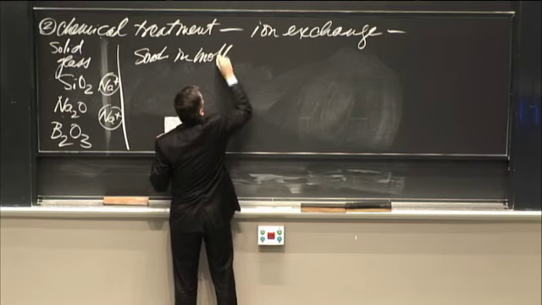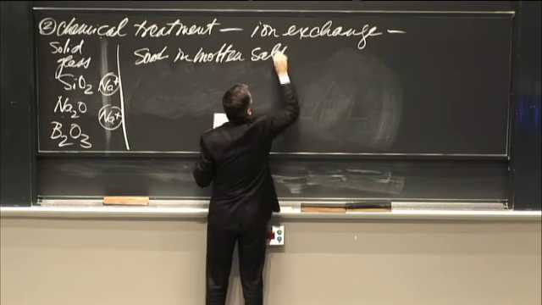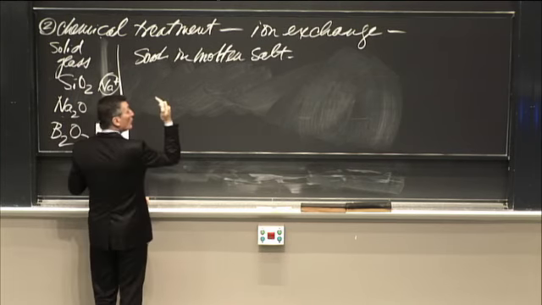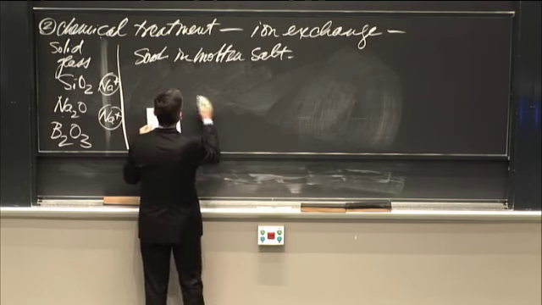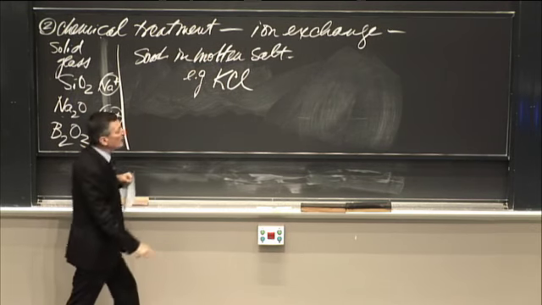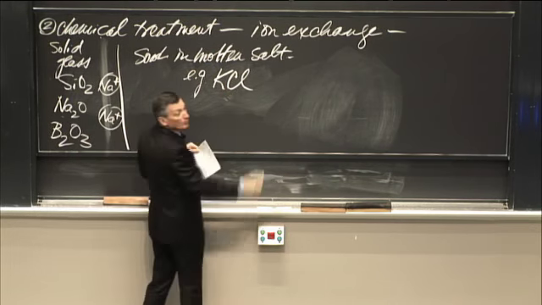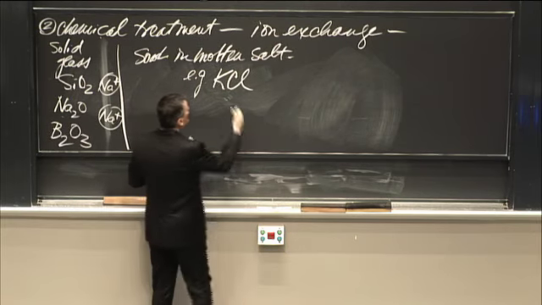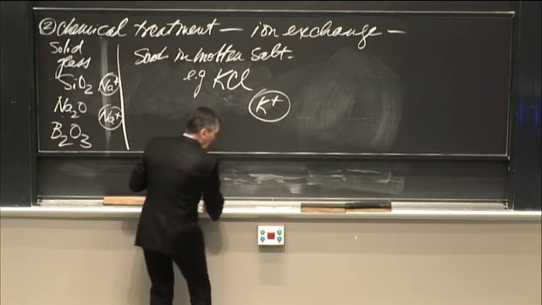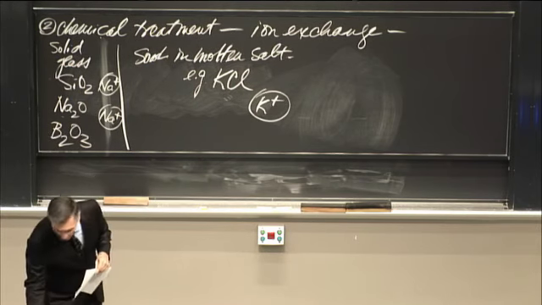Now what I'm going to do is I'm going to soak this in molten salt. This is a huge area of my own research. And the molten salt, one example might be potassium chloride. Remember we talked about making aluminum or magnesium. This is one of the constituents of the melt in which we make electrolytic magnesium, potassium chloride. And it exists as potassium cations and chloride anions.